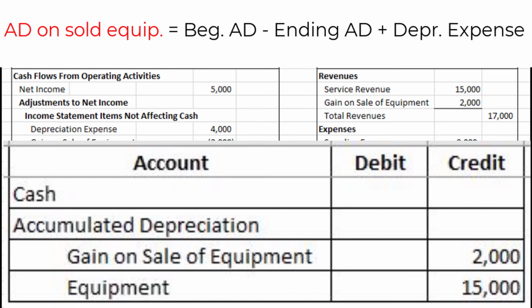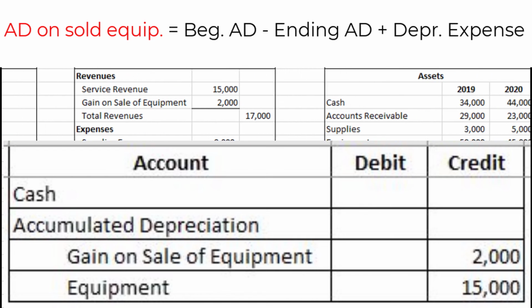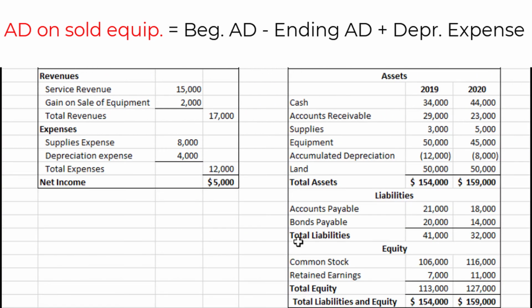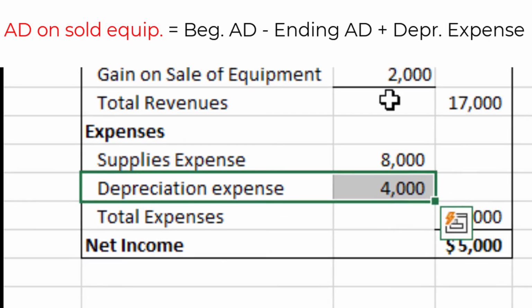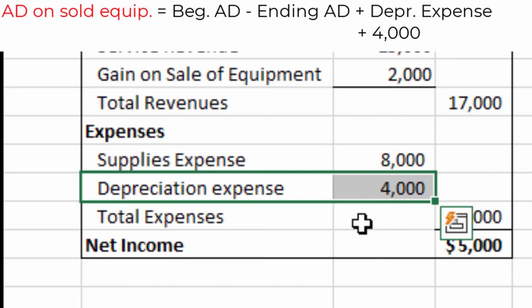So make sure that you have this one written down. The numbers that we need can be found on the income statement and the balance sheet. So I'm going to move over so we can see both of those at the same time. So if we look to the income statement, we can see the depreciation expense right here is for $4,000, so we can fill that into our formula.